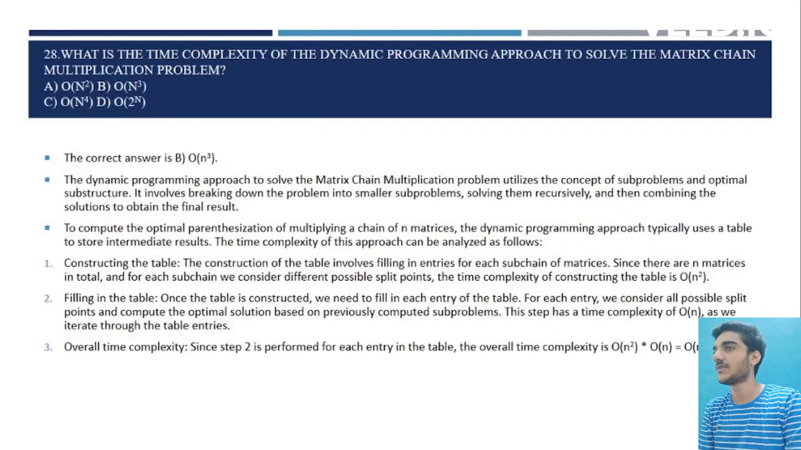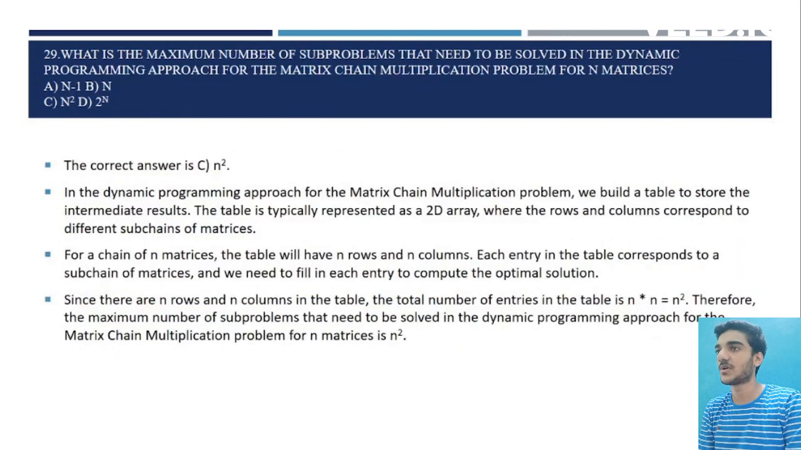What is the time complexity of dynamic programming approach to solve matrix chain multiplication problem? Option is O(n^3). What is the maximum number of subproblems that need to be solved in the dynamic programming approach for matrix chain multiplication problem for n matrices? The correct option is n square.